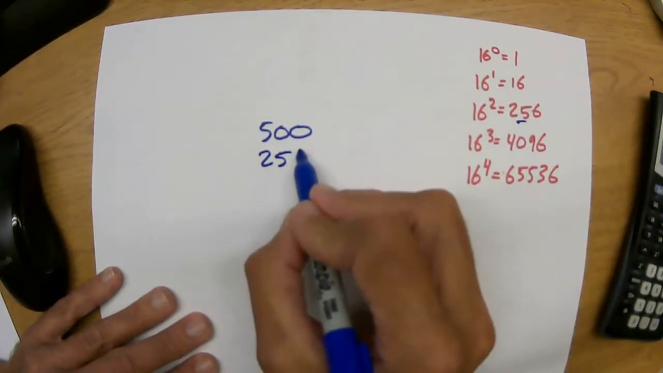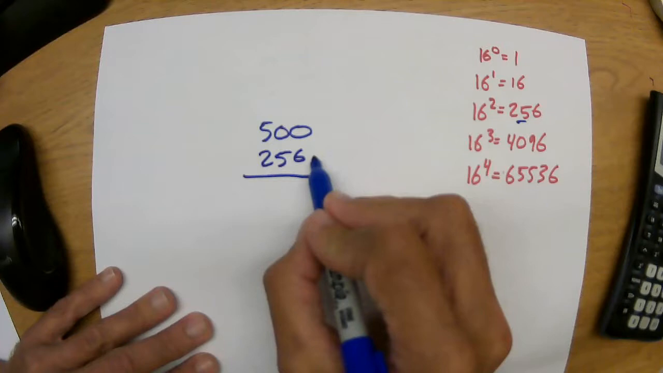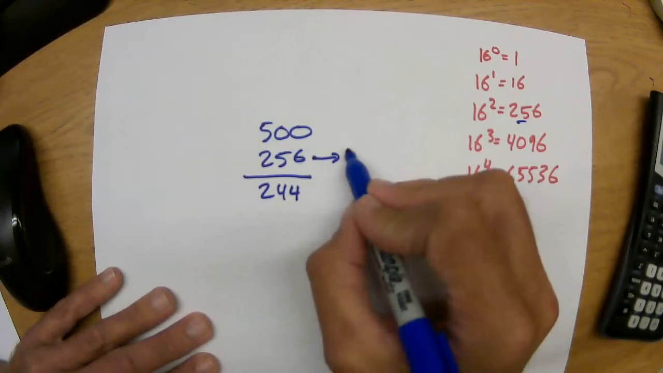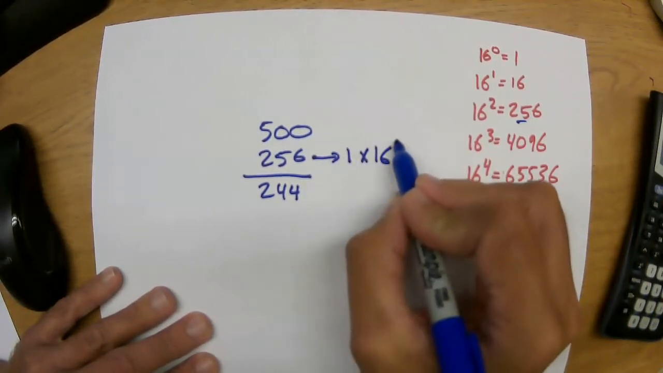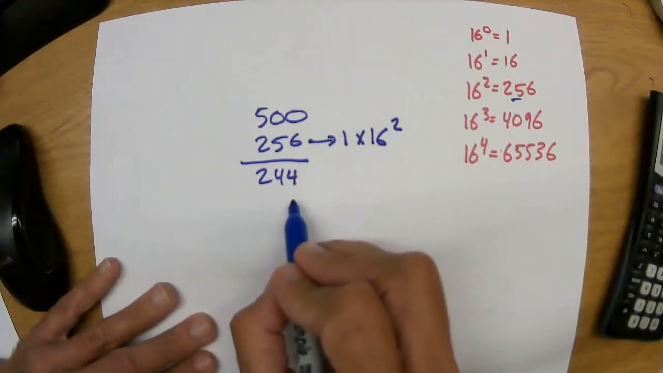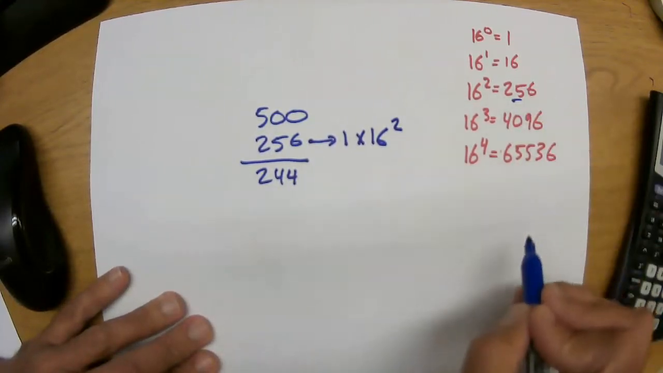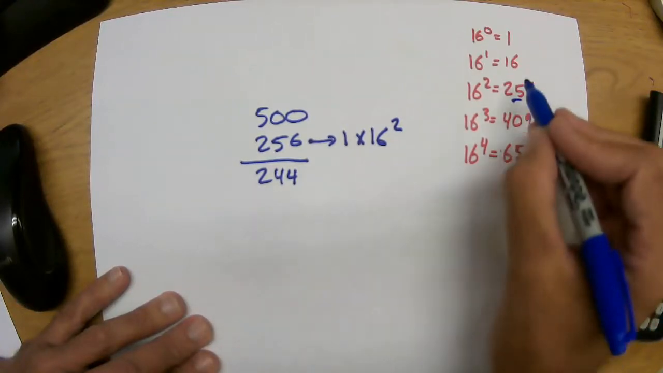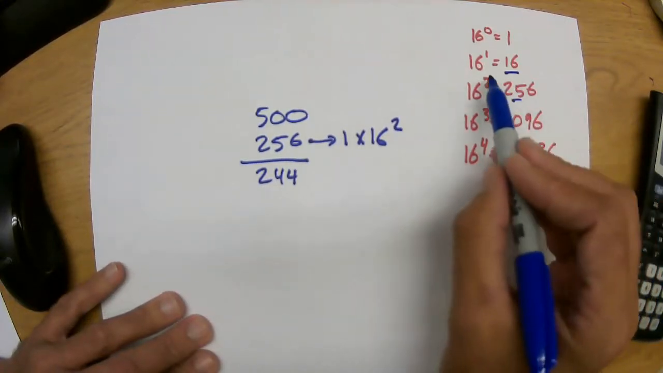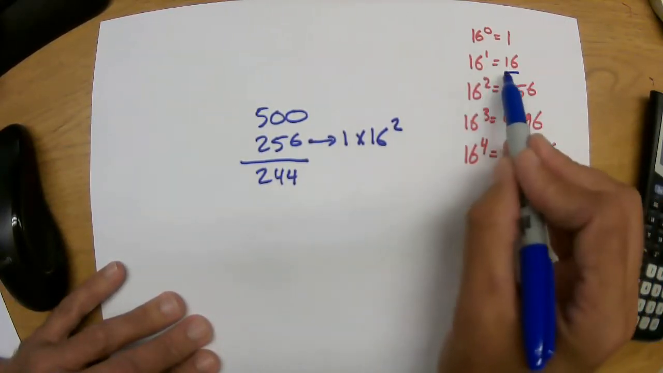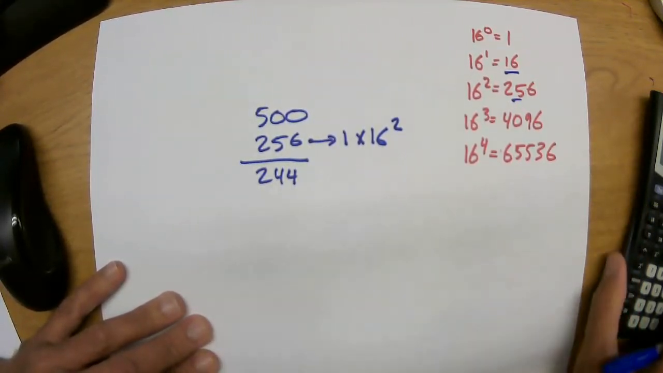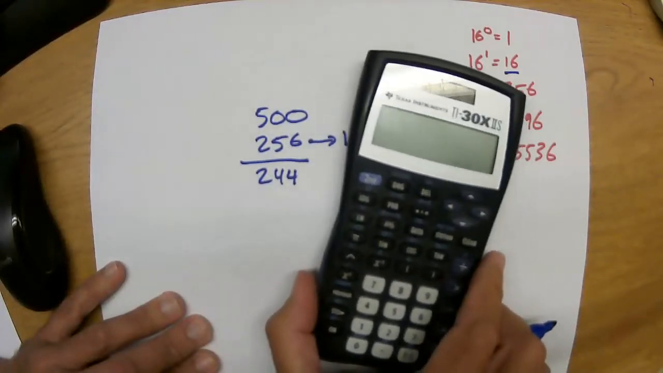So I'm going to go ahead and subtract it, and I get 244. So what I did is I actually took away 1 times 16 to the second power from 500. Now I've got 244 left. And same question, what's the largest power of 16 I can take away? And it's 16. But something a little different has happened on this one. Now I have to ask myself, how many 16 to the first can I take away? So you might want to use your calculator for this.